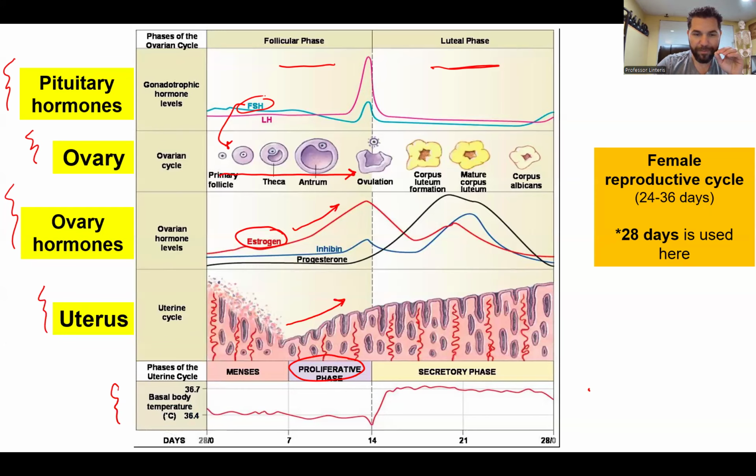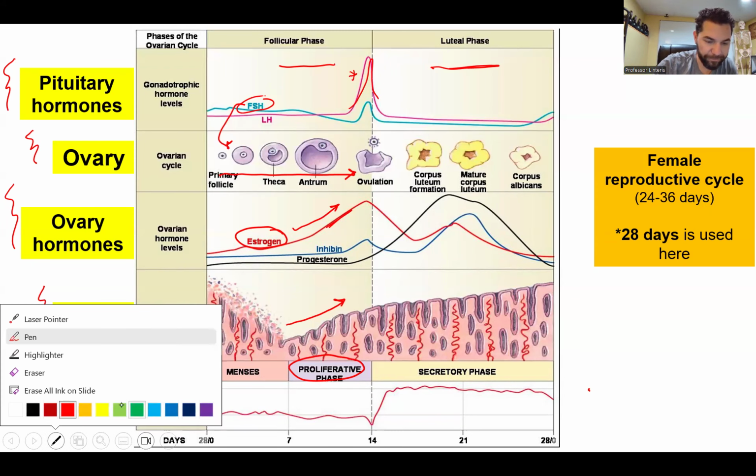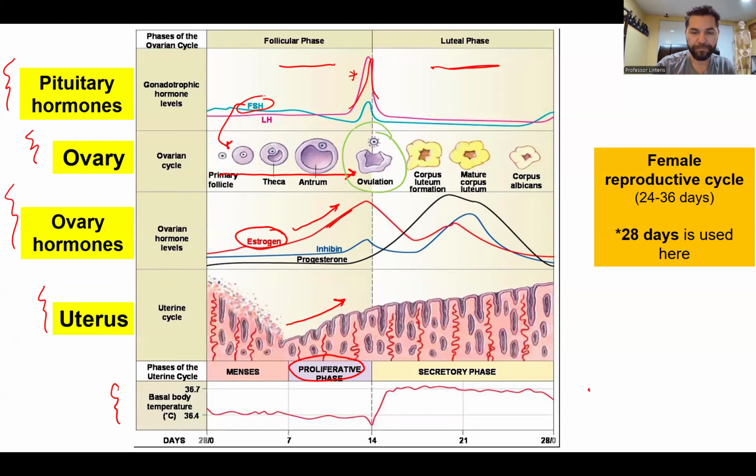maybe I'll just keep using the red one. You'll notice as that estrogen increases, it's going to trigger this. That pink line here is LH. So as previously stated, the increasing levels of estrogen trigger what we call the LH surge. What does that LH surge promote? Ovulation.